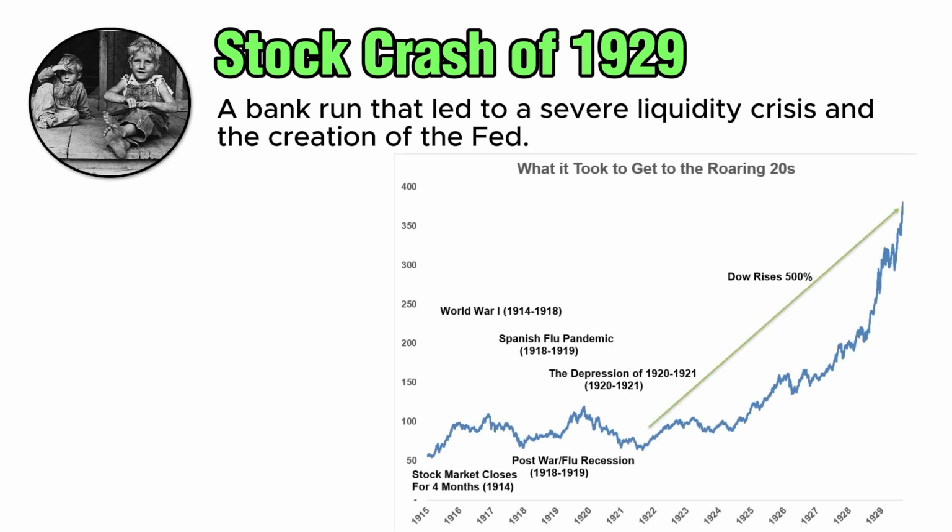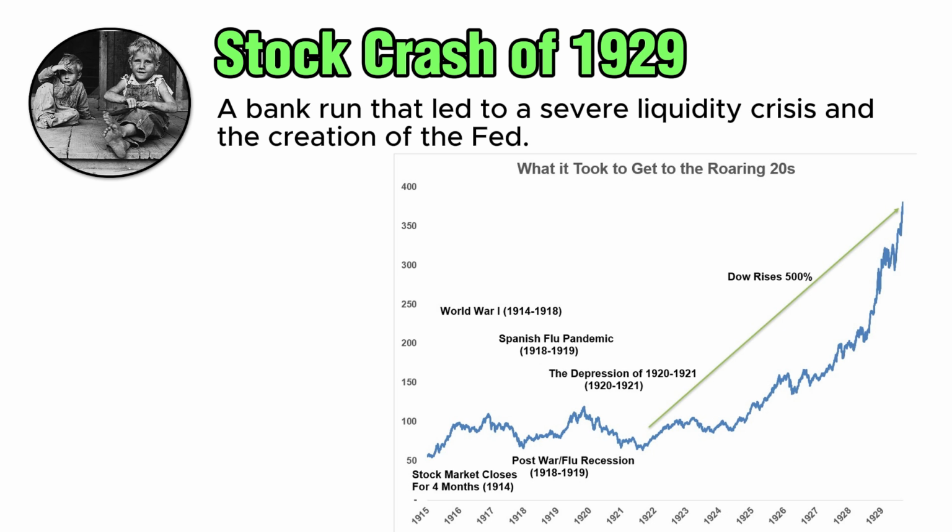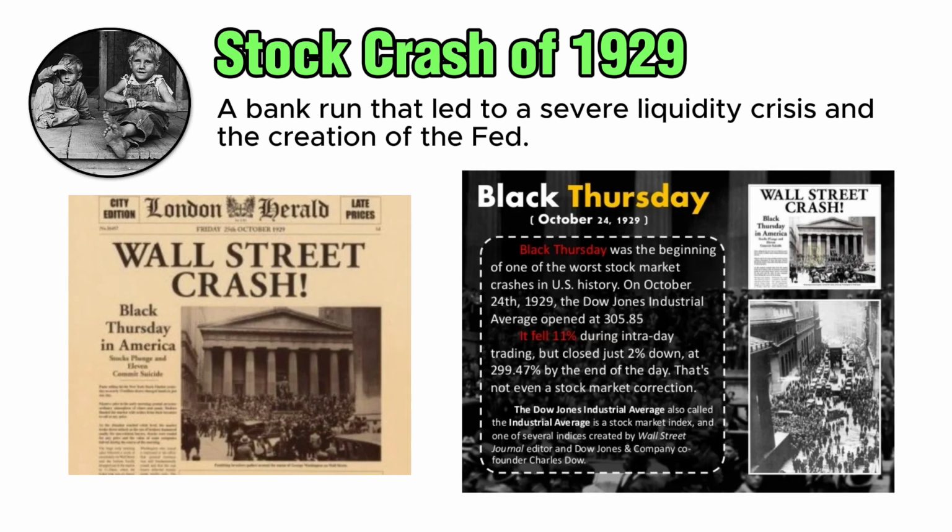Throughout the 1920s, the U.S. economy expanded rapidly, and the nation's total wealth more than doubled between 1920 and 1929, a period dubbed the Roaring Twenties. On October 24, 1929, as nervous investors began selling overpriced shares en masse, the stock market crash that some had feared happened at last. A record 12.9 million shares were traded that day, known as Black Thursday.